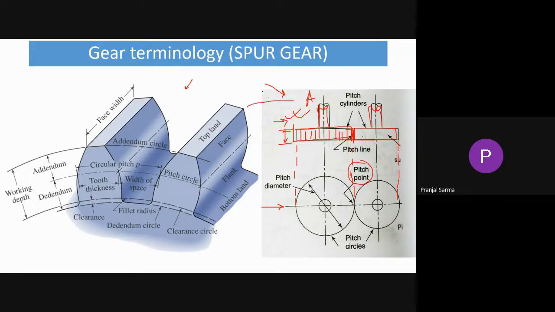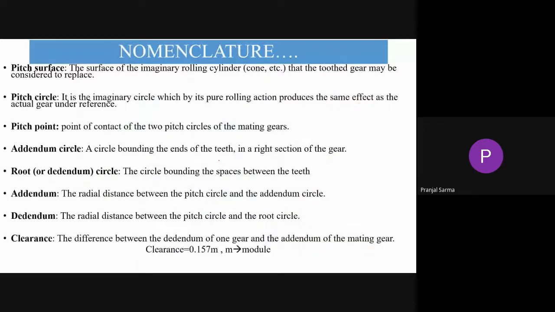Next, if I draw like this for this trace, it is like this. For this, it is like this. What do you understand this to be? Helical, correct. Okay, so now a different nomenclature: the pitch surface.